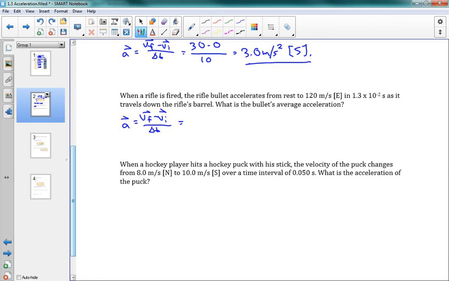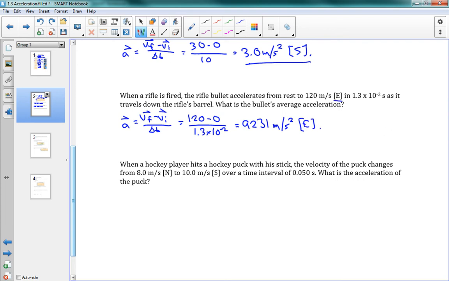So here we have our final is 120, our initial was 0, the delta t is 1.3 times 10 to the negative 2 seconds, and that comes out to 9231 meters per second squared, and our direction here is east.